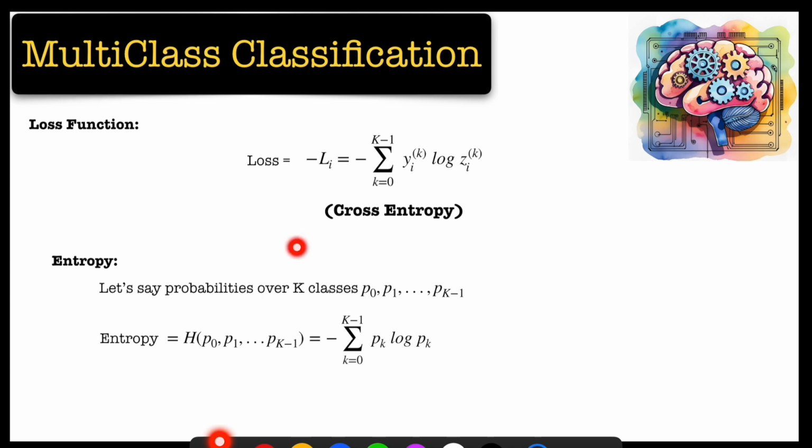Now, why is it called cross-entropy? What is entropy? Let's say the probabilities of our k classes are P0, P1 till Pk minus 1. Entropy will be minus the summation over k equals 0 to k minus 1 of Pk log Pk. But here we see yik is the actual output and zik is the computed output, so these two are different. In entropy, both were the same. Here it is different, and this is called cross-entropy. That is the loss function for multi-class classification.